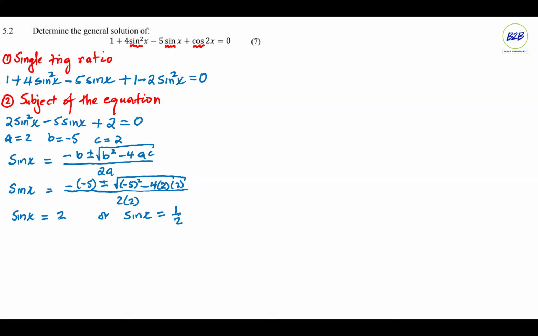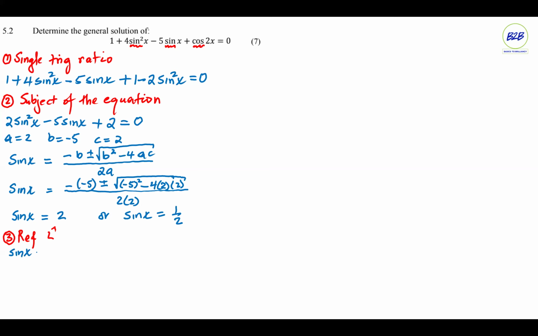We have now achieved our objective, which is to make that trigonometric ratio, sine of x, the subject of the equation. So now we are going to our third step within the five-step method. What is that third step? It is to determine what we refer to as the reference angle. Now we want to determine the reference angle. That is step 3.